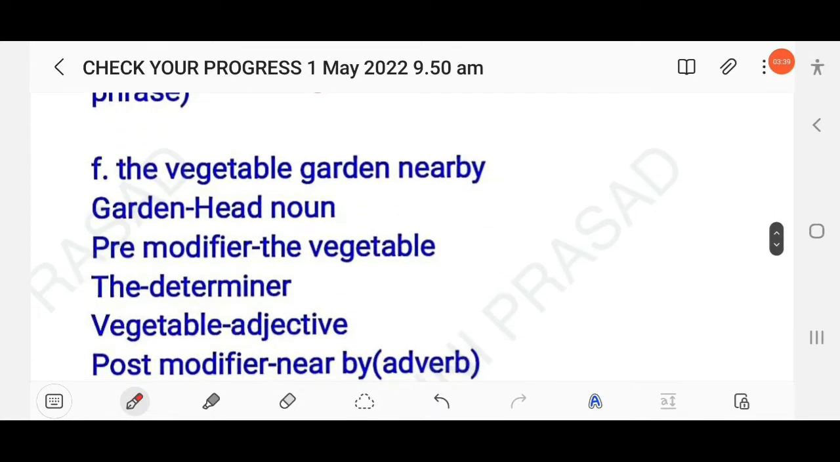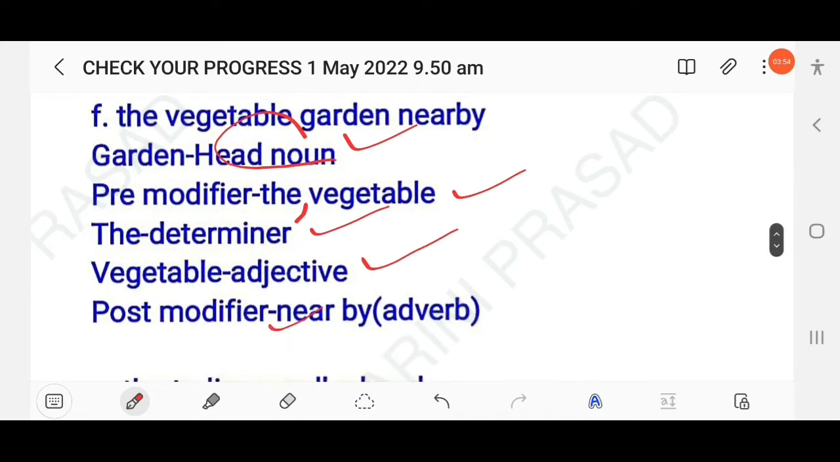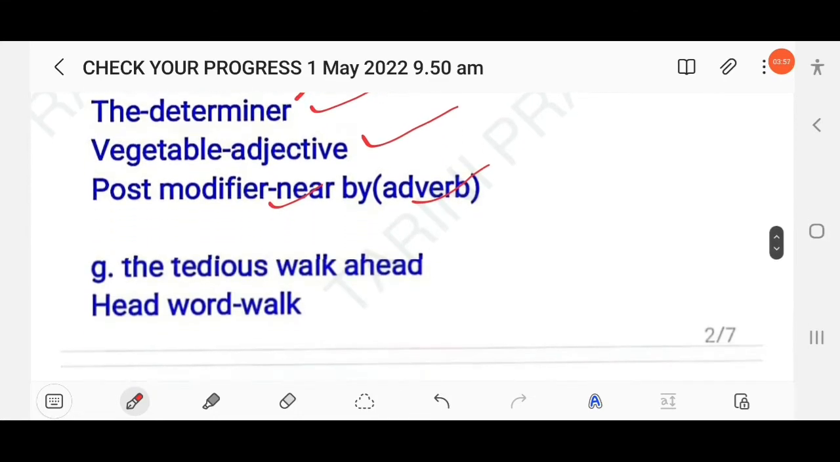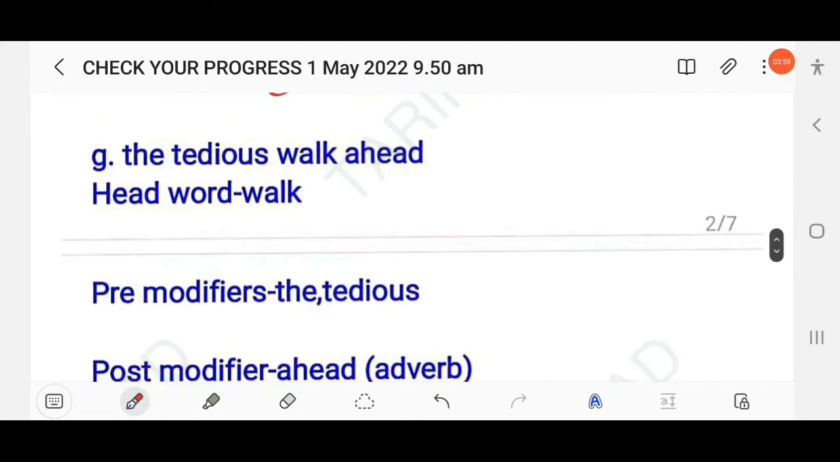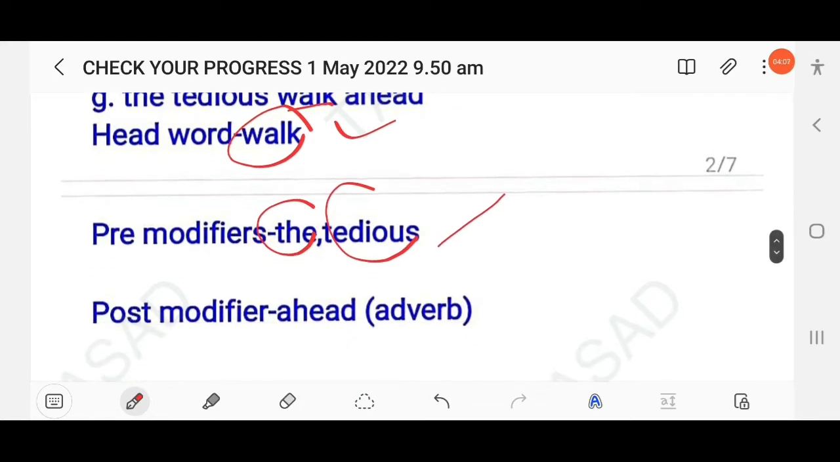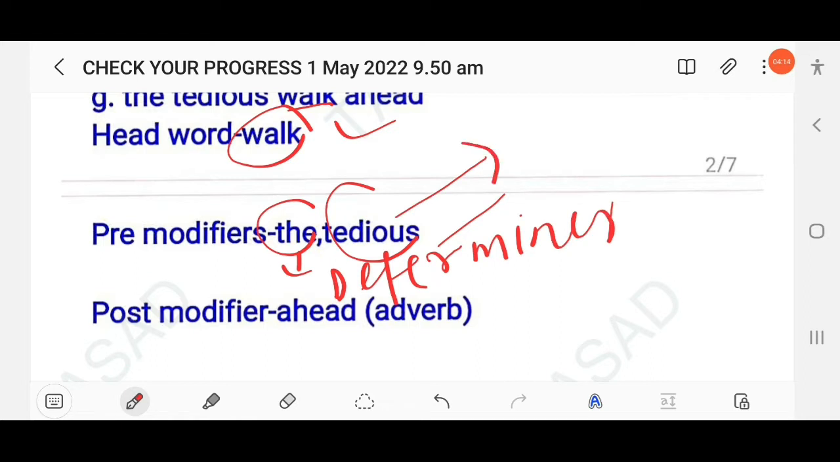The next is the vegetable garden nearby. Garden is the head noun, and the pre-modifiers are the and vegetable. The is a determiner and vegetable is an adjective. The modifier nearby is an adverb. Then next, the tedious walk ahead. The head word is walk, and the pre-modifiers are the and tedious. The is a determiner, and tedious is an adjective.